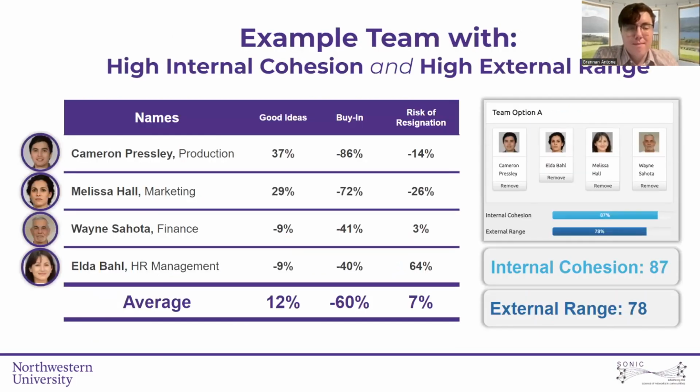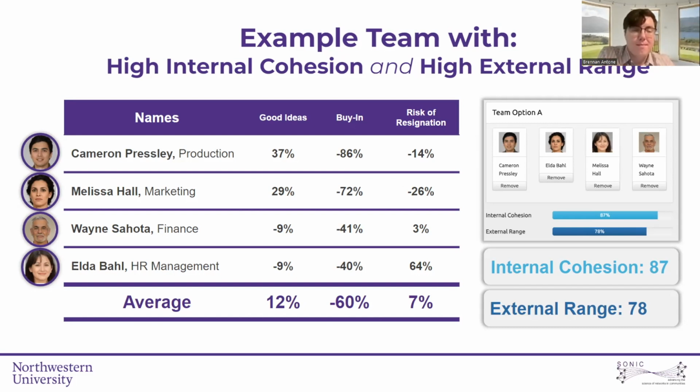And this is another example team we will show people, because something we realized when we ran the activity in the class is that people really rely on this dashboard, and things can become really competitive. People really want to chase a very high score of internal cohesion and external range on that platform, and they test out all different combinations of the possible team members to see if they can get a good score.